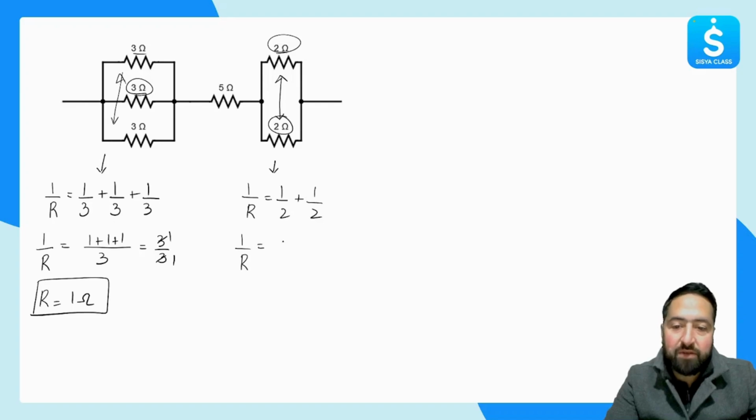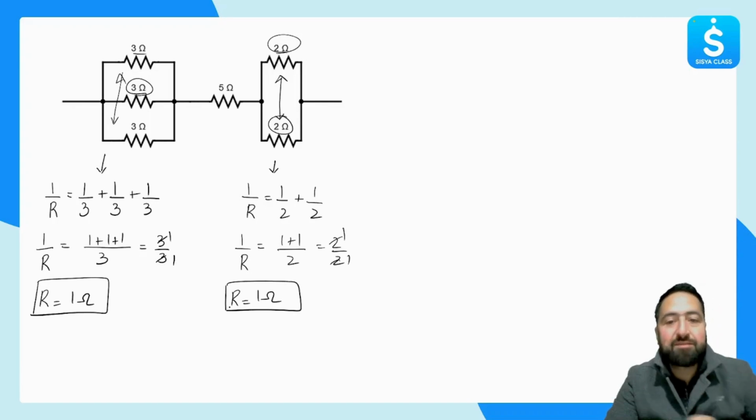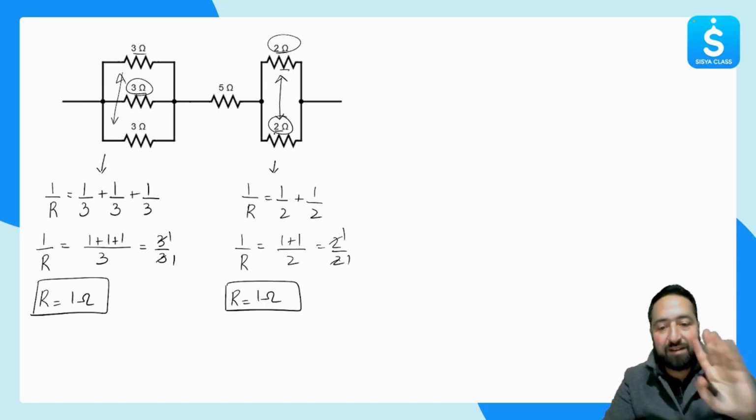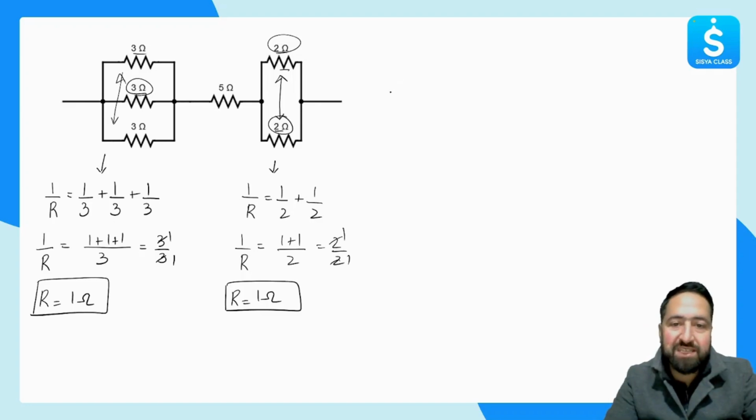1 by R equals the LCM of these two comes out to be 2 and on top it comes 1 plus 1. So it is 2 divided by 2. So now take the reciprocal. R comes out to be equal to 1 ohm again. So instead of these two 2 ohm resistances, I can put only one which has the resistance of 1 ohm. So the circuit simplifies like this.